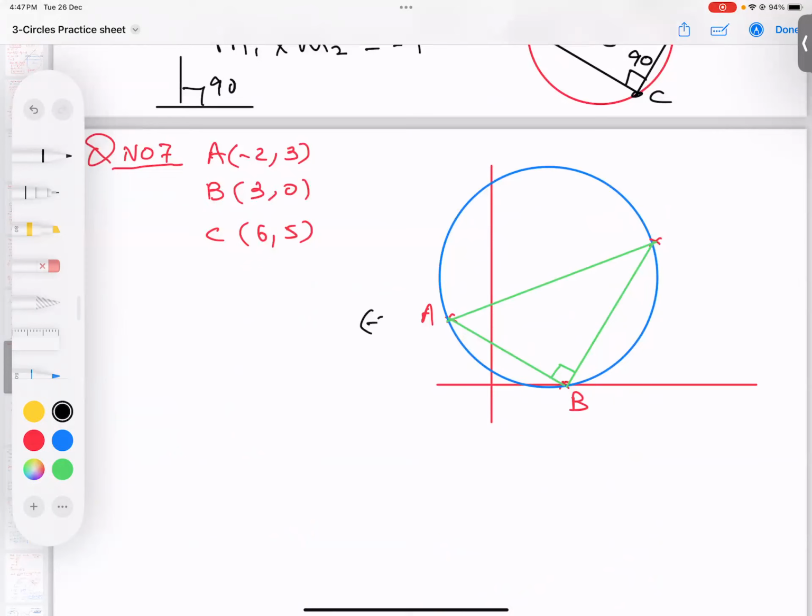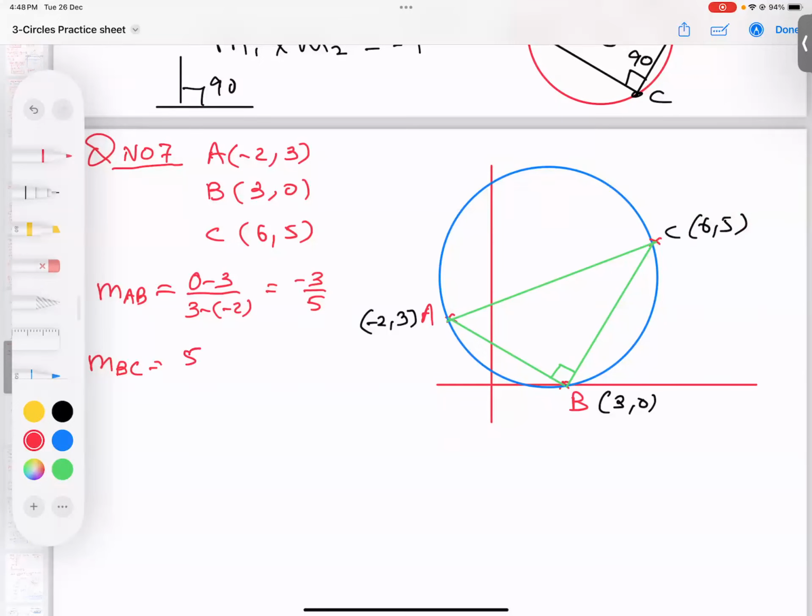What are the coordinates? A is (-2, 3), B is x = 3, y = 0, and C is (6, 5). Let's start by finding the gradient of AB: y2 minus y1, 0 minus 3, over x2 minus x1, 3 minus minus 2. I get simply -3 upon 5. In the same way I will find the gradient of BC: y2 minus y1, 5 minus 0, over x2 minus x1, 6 minus 3. And I got 5 by 3.